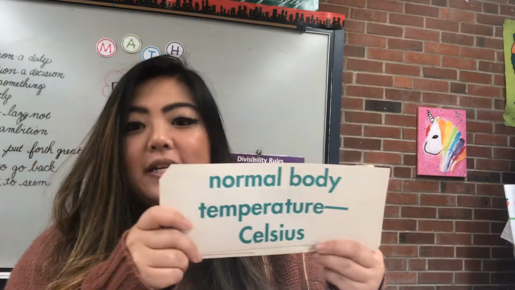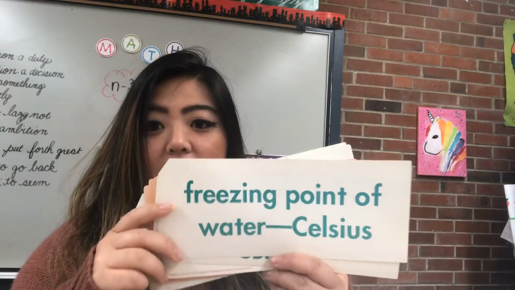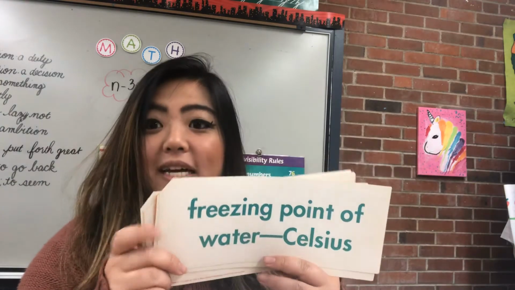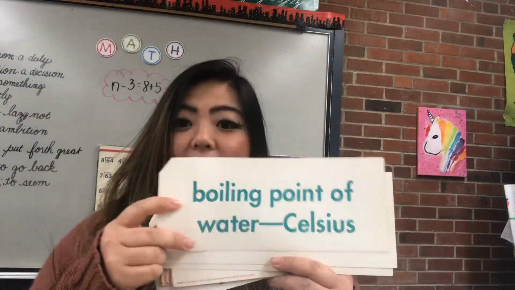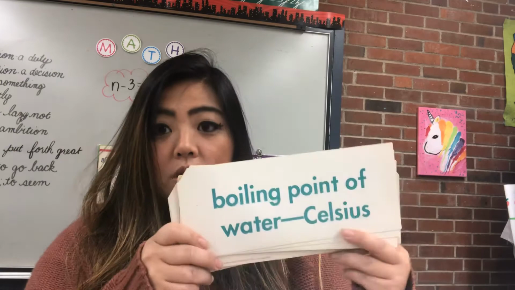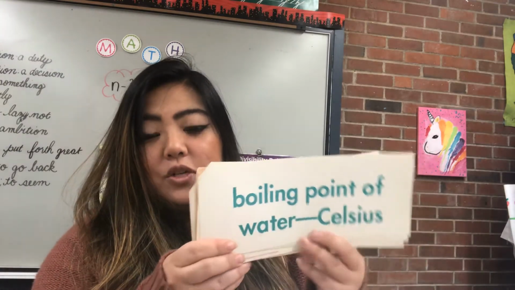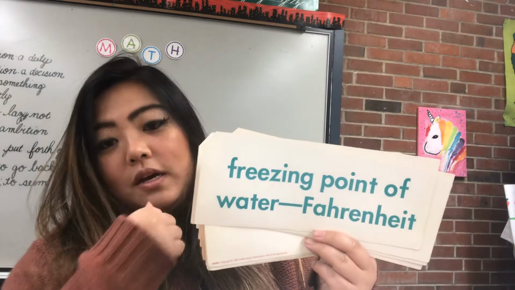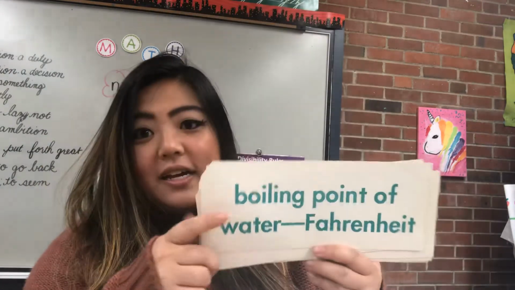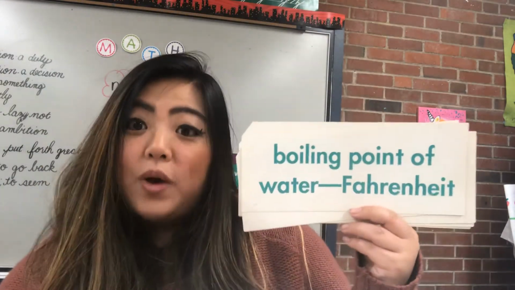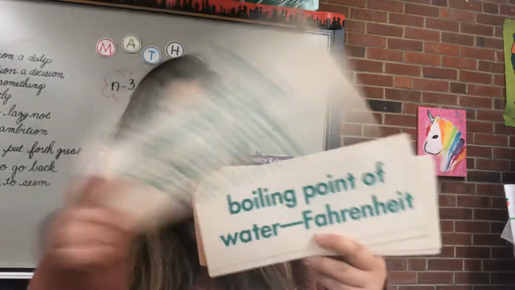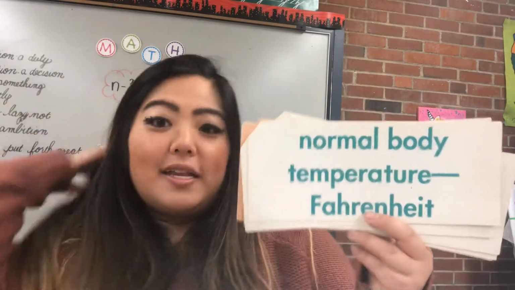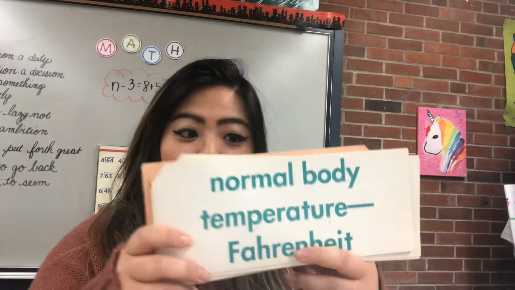What is normal body temperature Celsius? 37 degrees Celsius. Freezing point of water Celsius is 0 degrees Celsius. 100 degrees Celsius. 32 degrees Fahrenheit. 212 degrees Fahrenheit. And 98.6 degrees Fahrenheit.